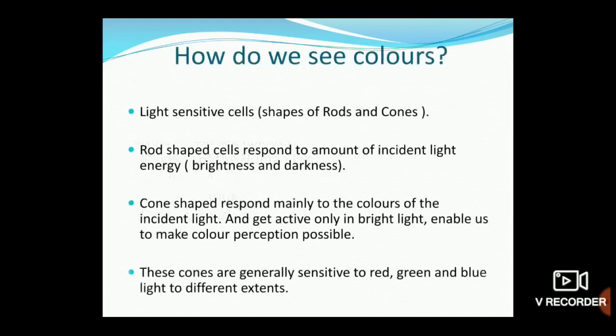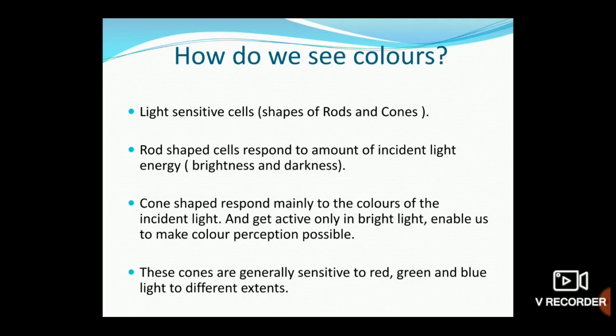Yes, how do we see the colors? As we came across, our retina has a large number of light sensitive cells having rods and cones in shape. Rod shaped cells respond to the amount of light entering into the eye, that is in brightness and also in darkness, and also respond even in dim light, but not the cone cells. Cone cells respond only in bright light and enable us to make color perception possible.